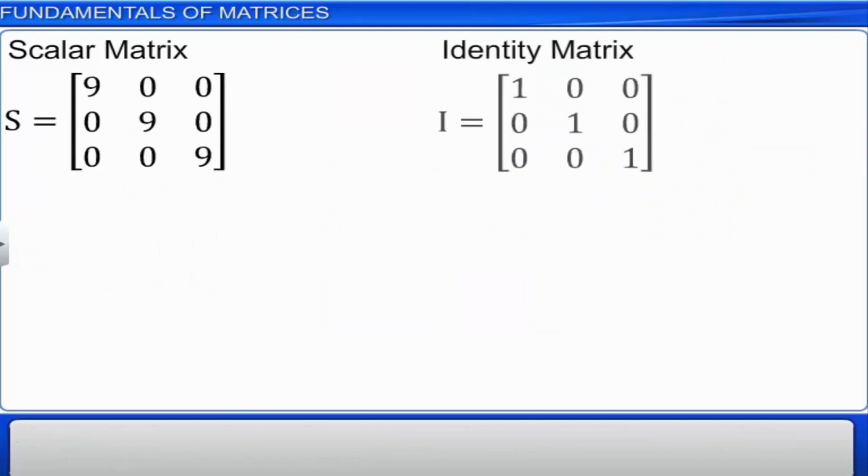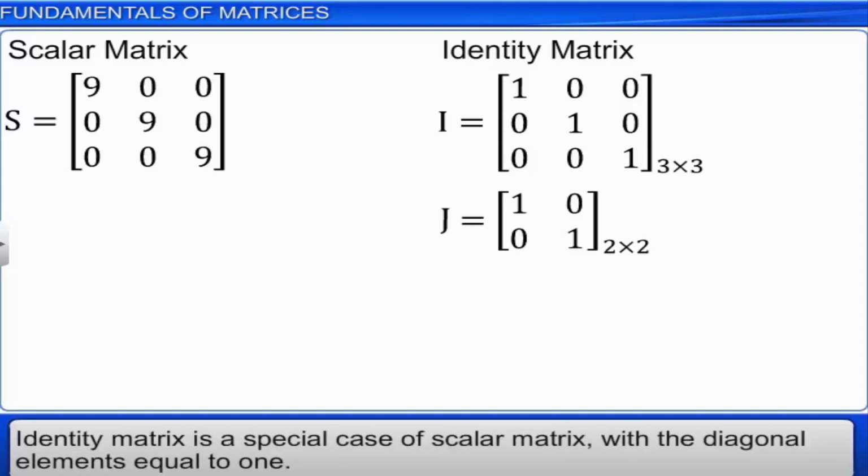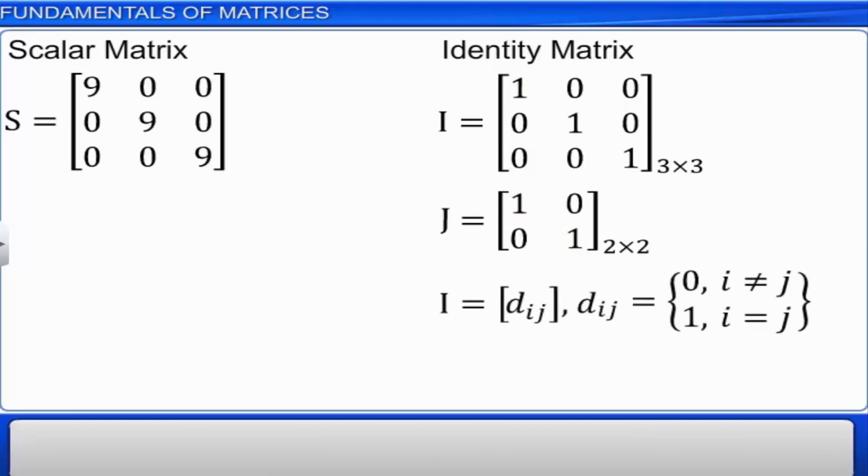In a scalar matrix, if all the diagonal elements are equal to 1, then the matrix is said to be an identity matrix. Identity matrices of order 2 by 2 and 3 by 3 are shown here. An identity matrix is a special case of a scalar matrix, with the diagonal elements equal to 1. The general representation of an identity matrix is shown here.